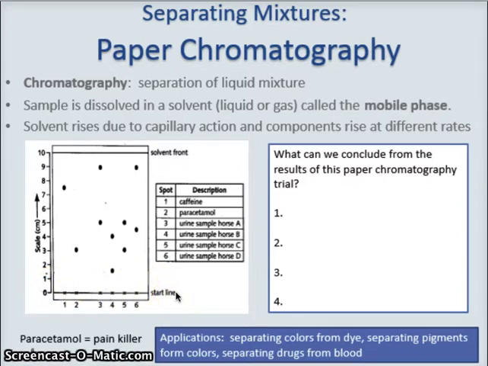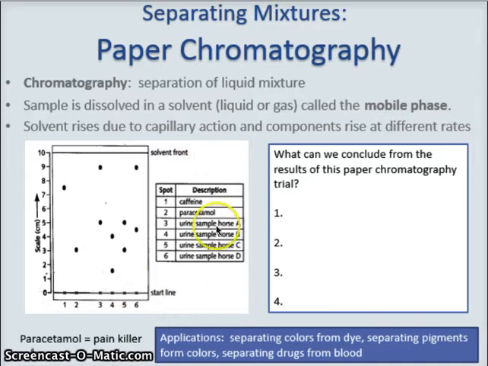The solvent is called the mobile phase. The reason why it's called the mobile phase is because the solvent is what moves the individual chemicals upward. So, the first thing you do is you put the solvent on the start line, so it's all over here. Then you're going to start putting samples one by one on each side of this paper.